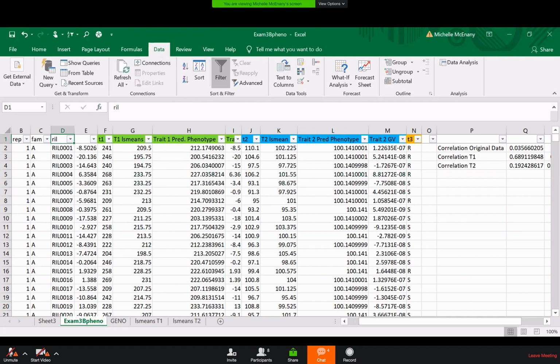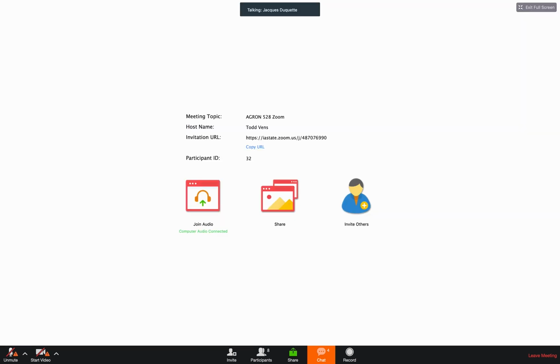Well, I'm going to throw this little table out. Okay. So LS means by GEBV, which is that one right there, it better be. I have a correlation of 0.69. Is that right for trait 1? That's what I got. Yay!